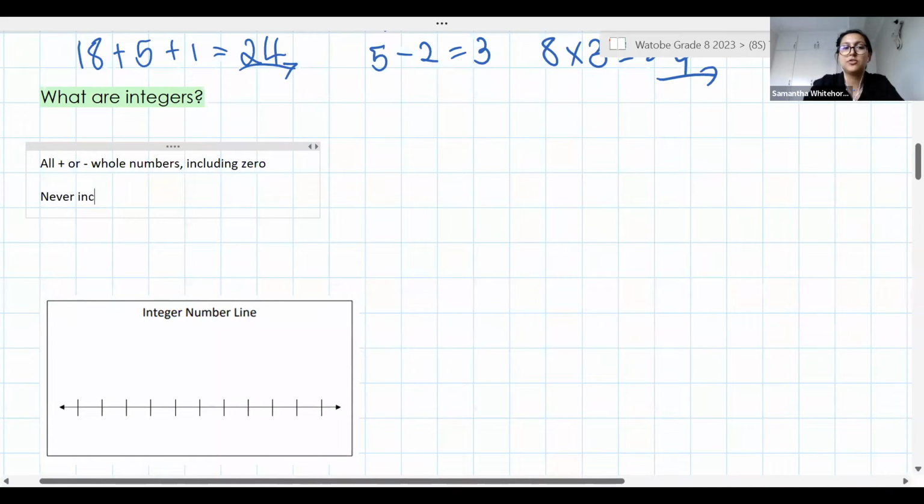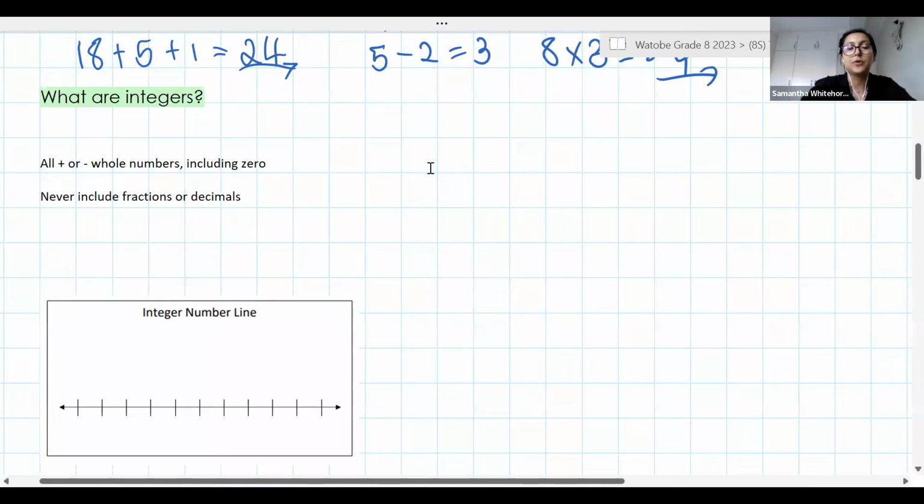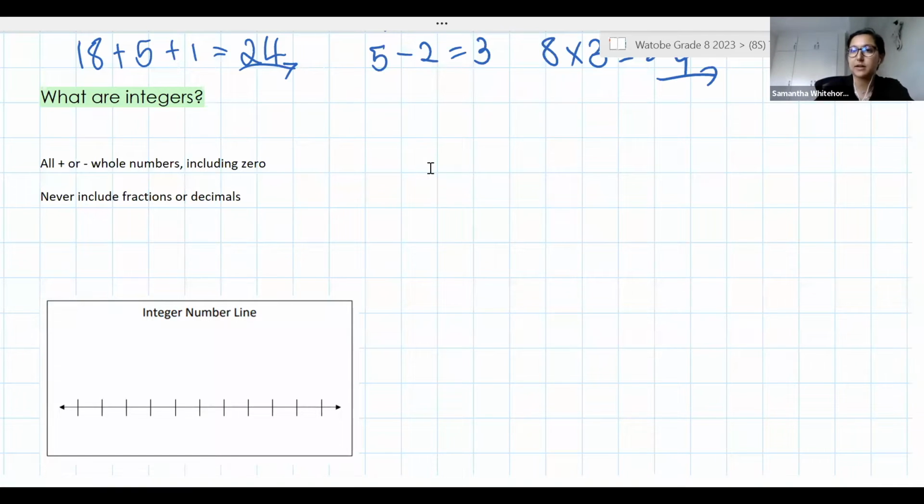Integers never include fractions or decimals. So the second you have a fraction or a decimal, it is not an integer. So integers are positive and negative whole numbers. We include zero in that, and there will never be a fraction or a decimal when considering integers. But what we do now need to be careful of is the fact that our signs could be positive or negative, which means that we need to be very careful when working with our signs.